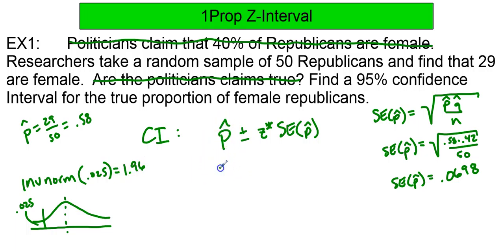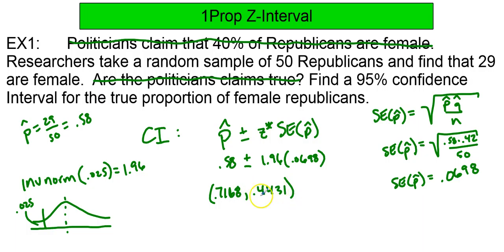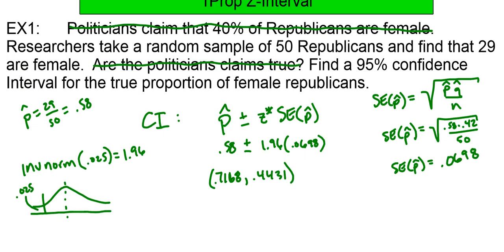So our p hat is 0.58. We're going to go up 1.96 times the standard error of p, which is 0.0698. So calculate those values and you'll come up with an interval of 0.7168 and 0.4431.